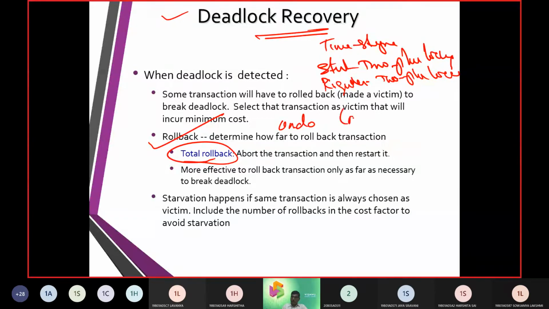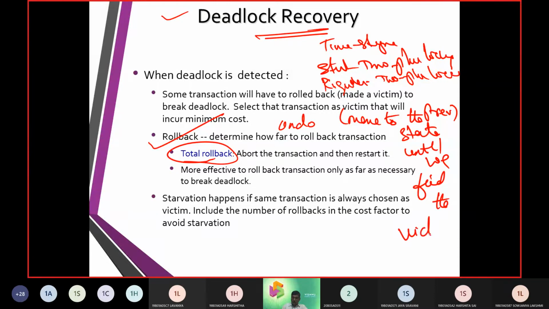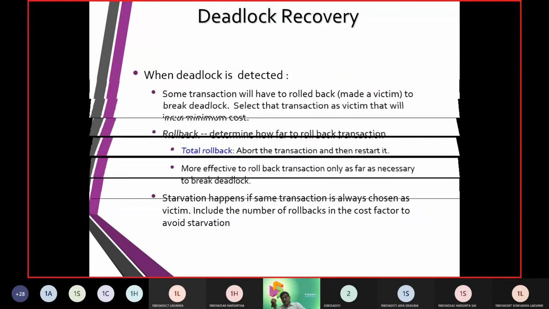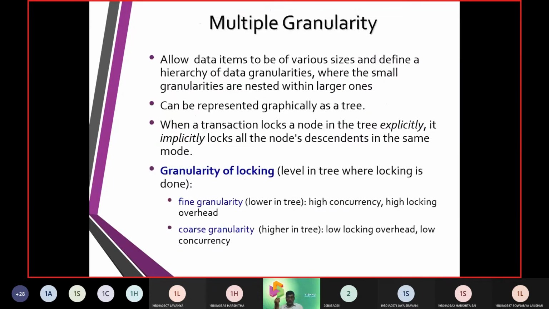So that is, move to the previous state until we find the victim. Until we find the victim, we will move back to the previous state. That is how deadlock recovery happens.